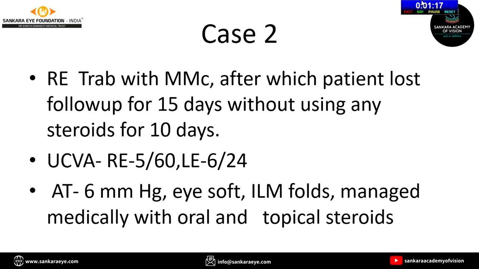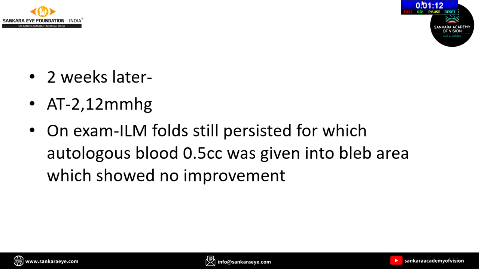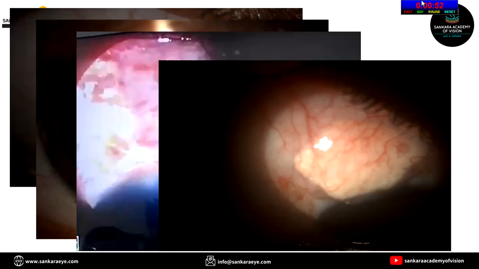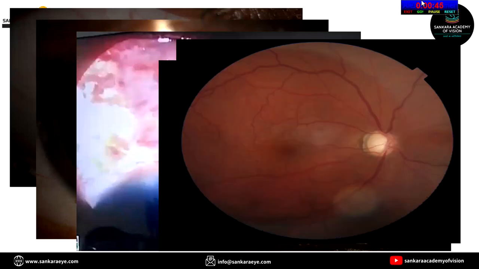So I thought of managing medically with the oral and topical steroids, but after 2 weeks also the ILM folds were remaining. So this was the picture where I can see the scleral flap tightly opposed to the sclera with the apical suture. So I thought, okay, I can manage it with injection because AC is well formed. So initially I first thought of doing autologous injection, but it didn't work in this patient. So I went inside, and again I did the scleral flap suturing and reinforced with the scleral patch graft. And finally, this is the outcome.